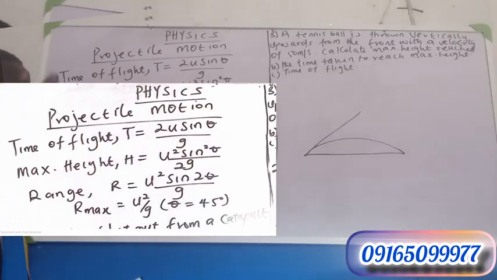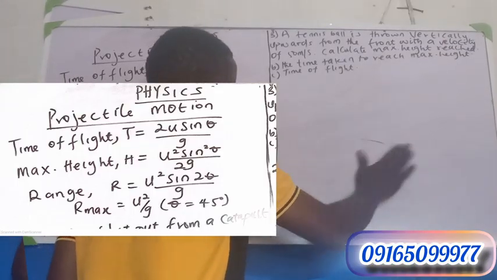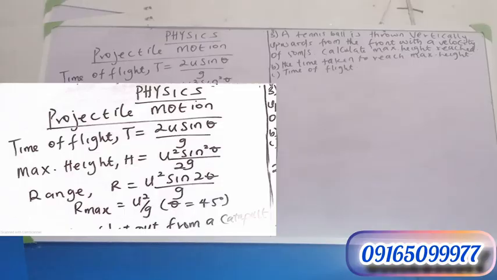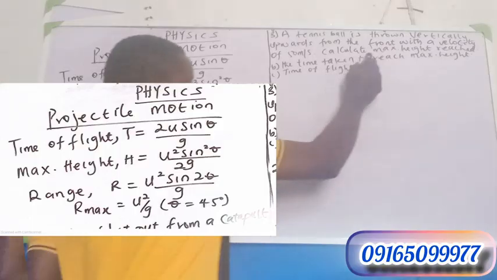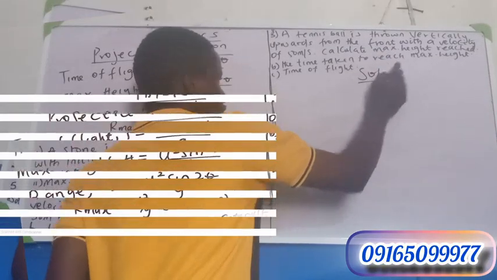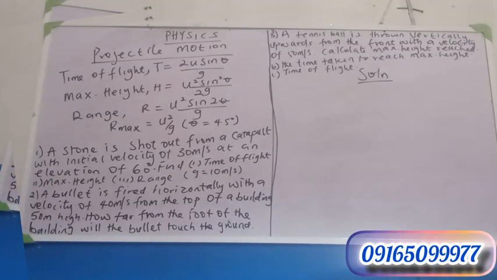Okay, so just take note that the range is maximum when theta is equal to 45 degrees. So you have to find the maximum range. Remember, this could be a jump pistol. When is the range said to be maximum? The range is said to be maximum when theta is equal to what? 45 degrees. Okay, let's dive into the solution of what we have already talked about.